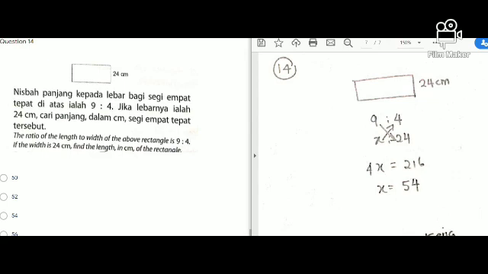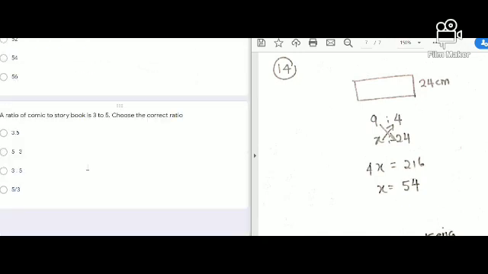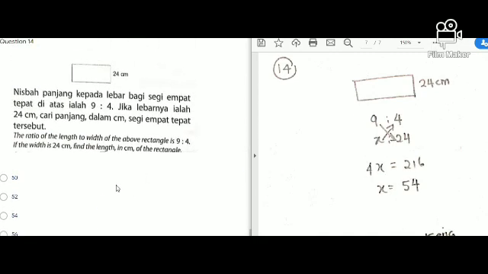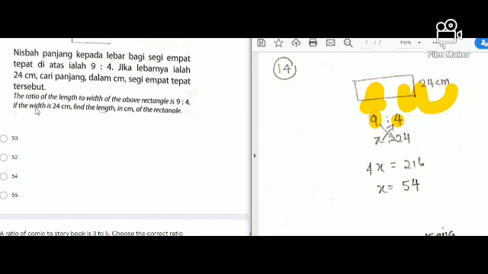Okay, question 14 will be the last question, because for question 15 there is no calculation needed, so we will just discuss question number 14. In question 14, the ratio of the length to the width. So you need to write length to the width. Okay, so it mentioned that the ratio is 9:4. So for the length here is 9, and for the width it will be 4. And in this question it already give you the width is 24 centimeters. So you write under 4 equal to 24.